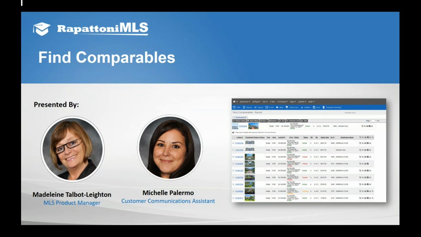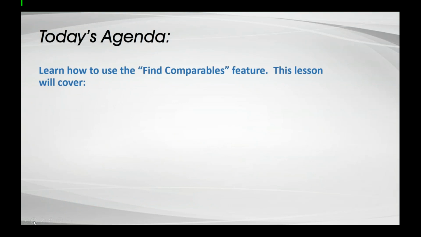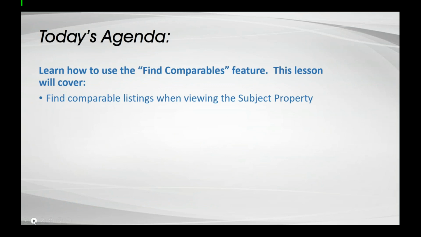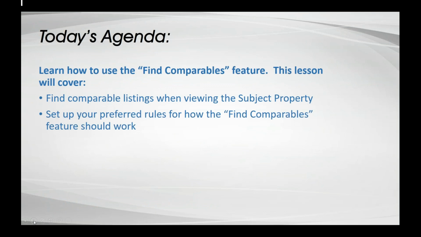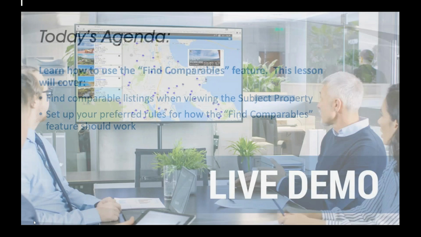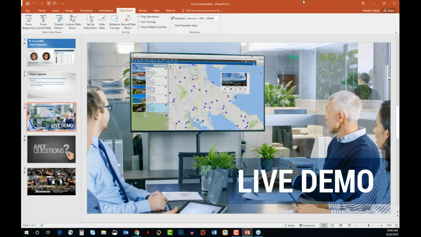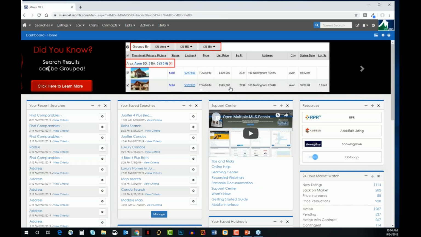So today we're going to talk about finding comparable listings. There's several ways to do this on the system, but I'm going to show you a new feature that will make it really easy for you to set up and find your listings. So we're going to talk about using it, finding the listings when viewing the subject property, and we're also going to talk about how you can set up your own rules. So without further ado, let's go into the system.